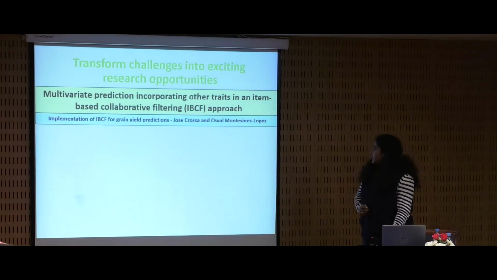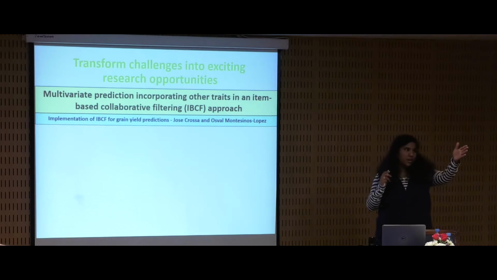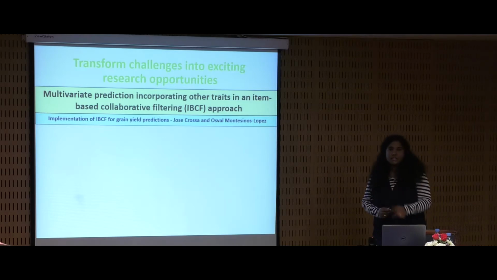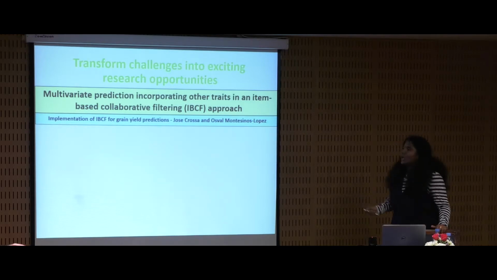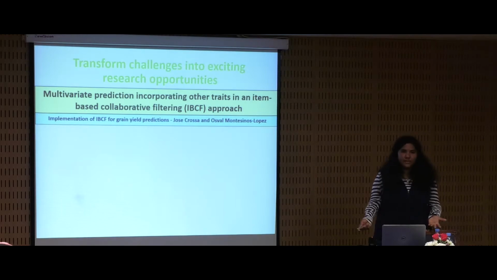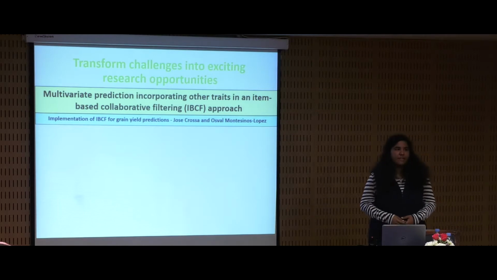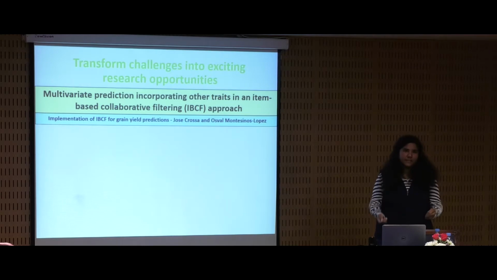So what we did, and all this credit goes to Dr. Jose Crasa and Oswald, is they implemented a new approach here. It is called the item-based collaborative filtering approach. This is what they use in e-commerce websites like Amazon and Netflix to predict the user's preference for items based on the multi-layer data they have. So if you get a recommendation from Amazon for purchasing something, it's based on your past searches and things like that.